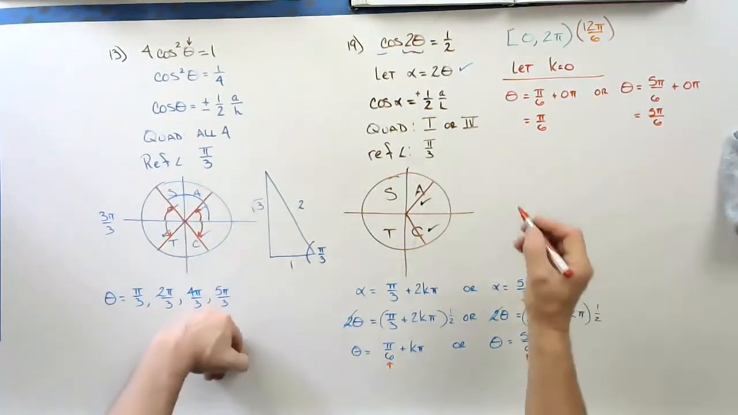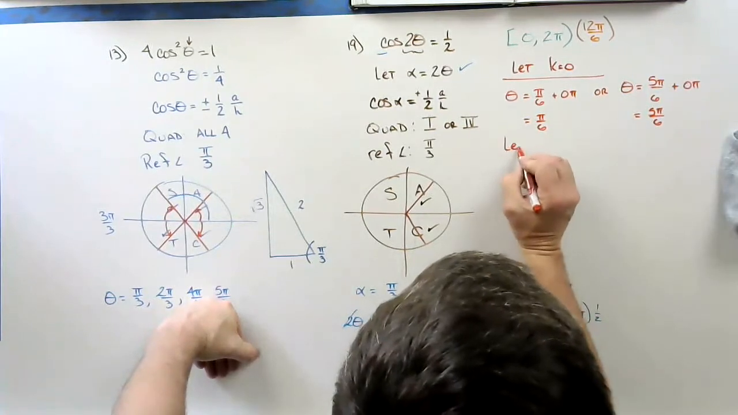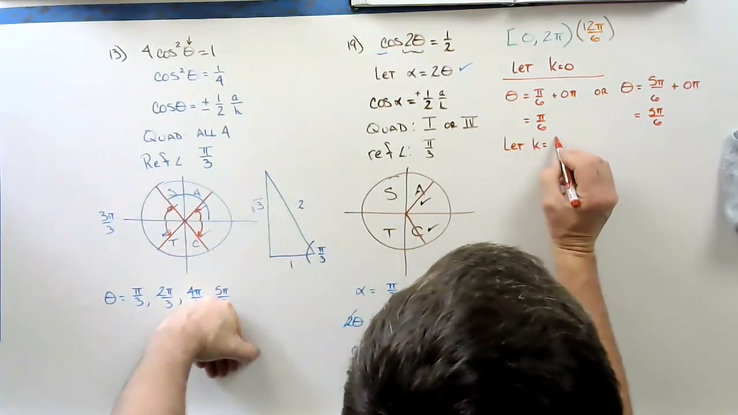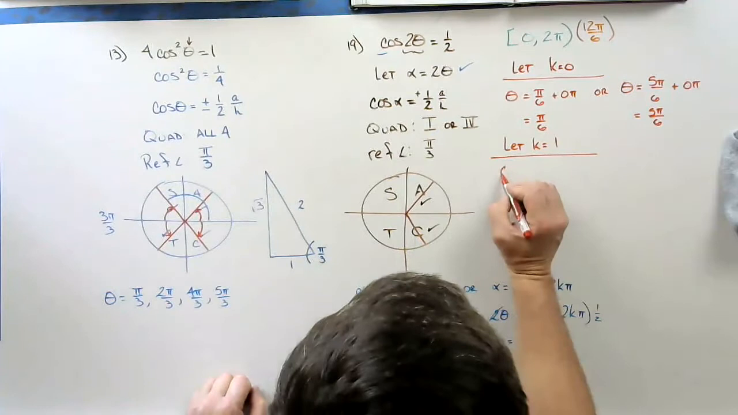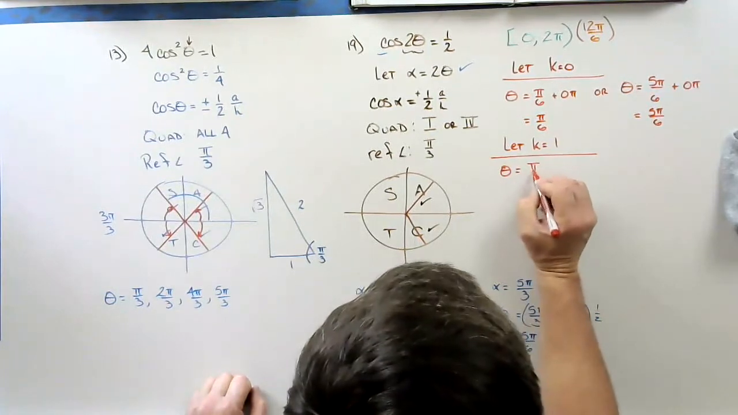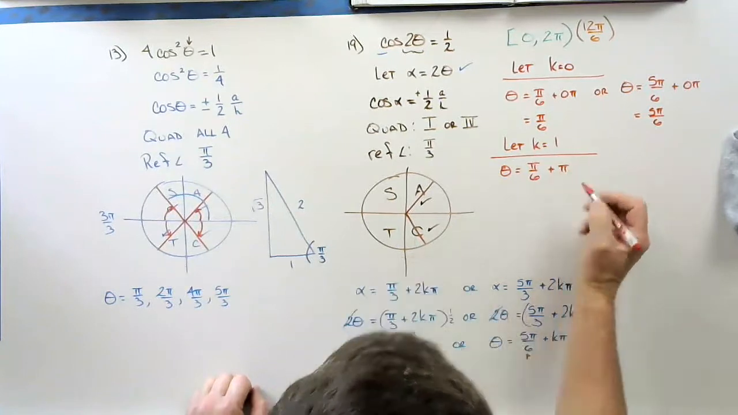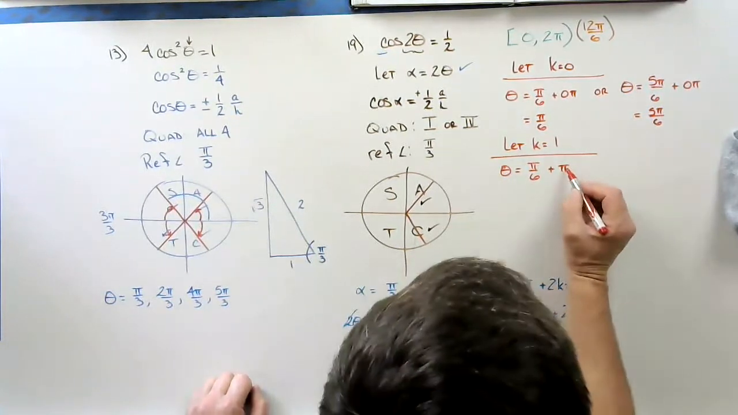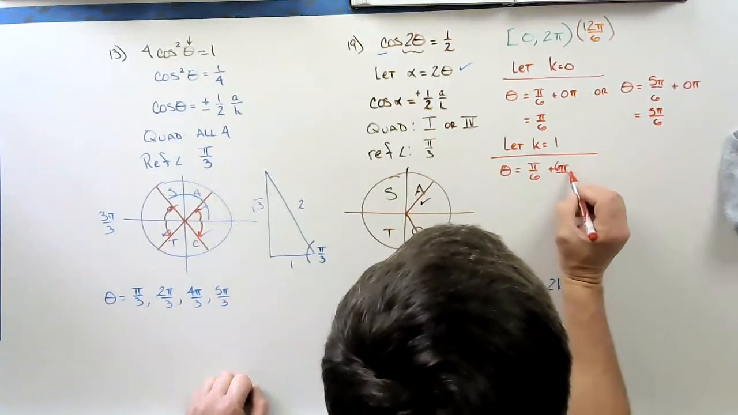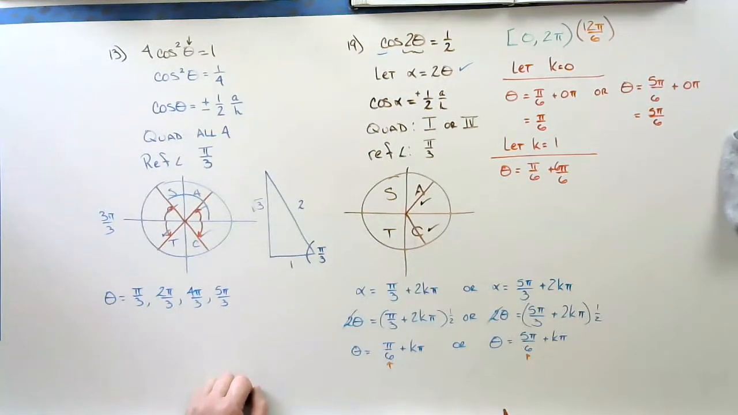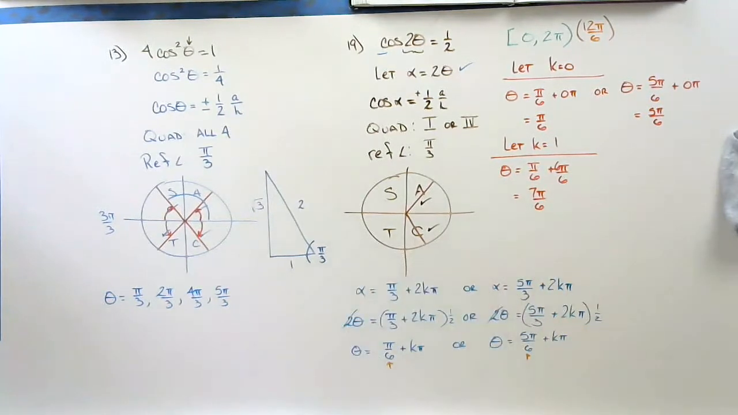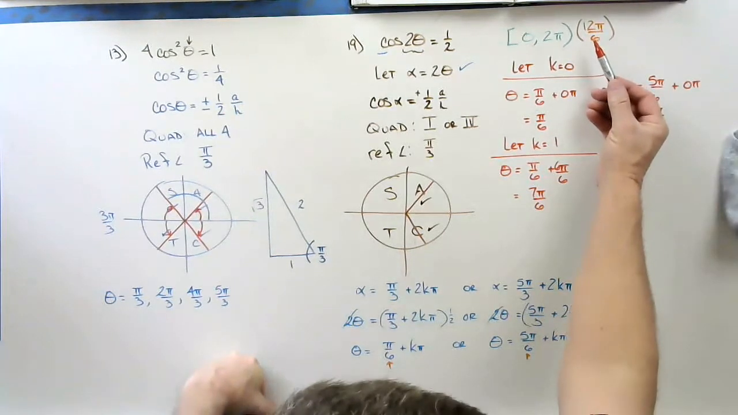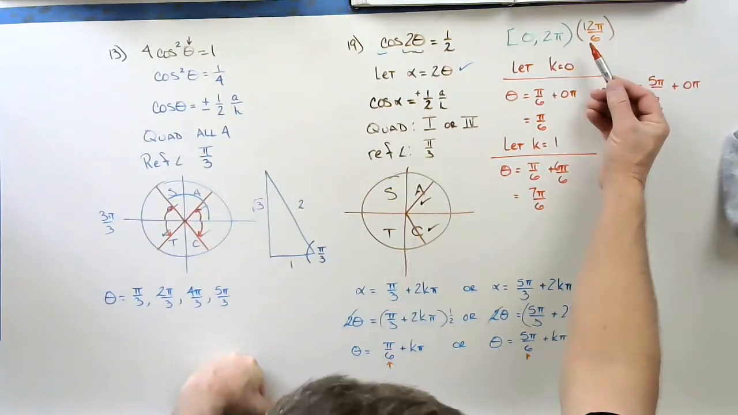So we tried k as 0. Both of those work. So now we're going to let k be 1. So this would be theta equals pi over 6 plus pi, right? Because k is 1, so that's plus pi. Now, pi is really 6 pi over 6, isn't it? If we get a common denominator. So here we get theta equals 7 pi over 6. And we ask ourselves, is that in my interval? And yes, it is, because I'm allowed to go up to, but not equal to, 12 pi over 6.